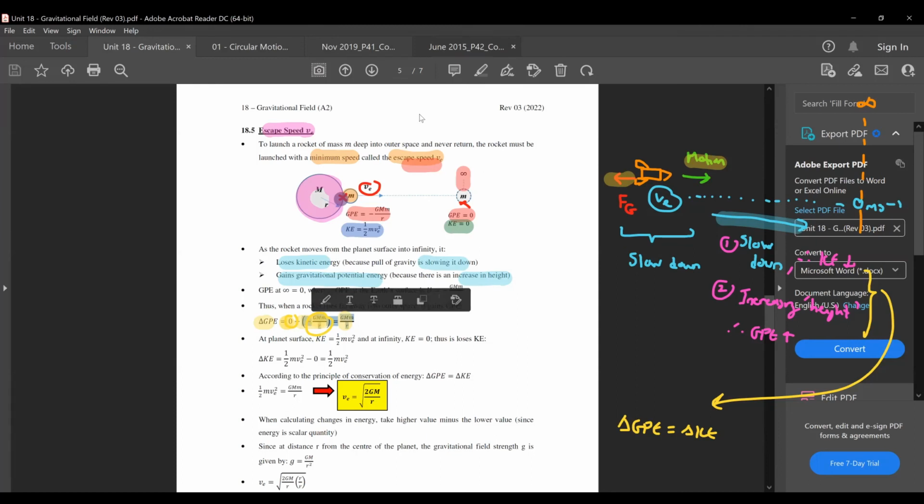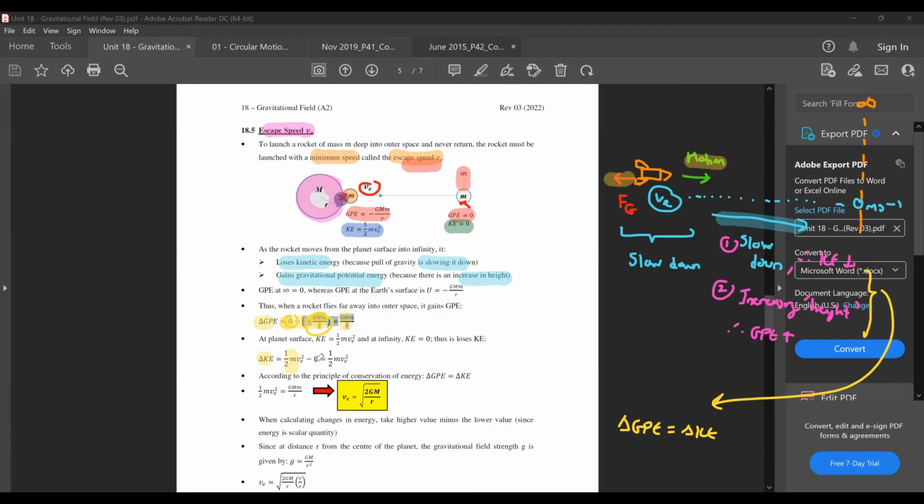And then the change in KE is just half m VE squared minus 0, giving me half m VE squared. Just now I told you that the loss in KE equals the gain in my GPE. I substitute what I just found, and I get half m VE squared equals GMm over R, where eventually VE is the square root of 2GM over R. So this is actually the escape speed.